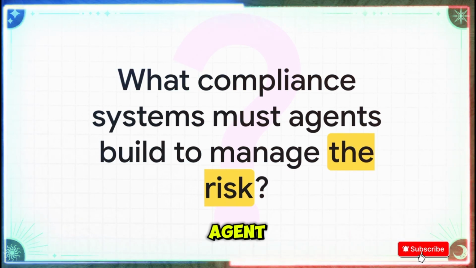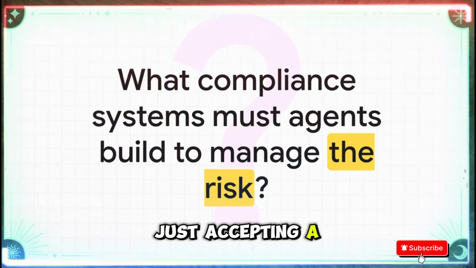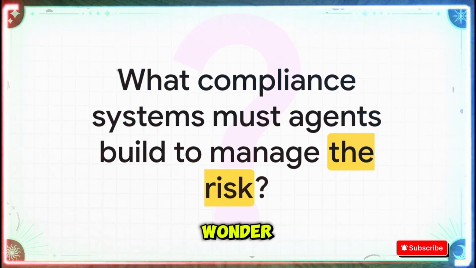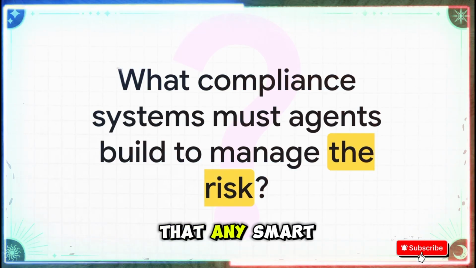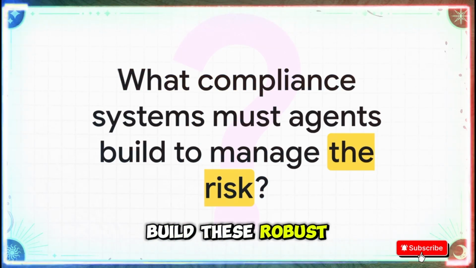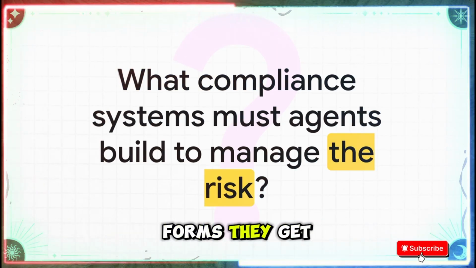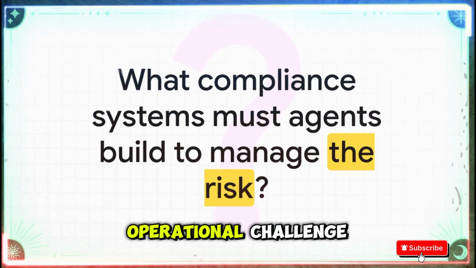And this all leads us to one final, really interesting thought. Since the withholding agent is the one who's personally liable for the tax, just accepting a Form W-8 is actually filled with risk. It makes you wonder what has to happen behind the scenes. It implies that any smart payer has to build these robust internal systems just to check and validate the forms they get, which turns what looks like a simple tax form into a huge operational challenge.